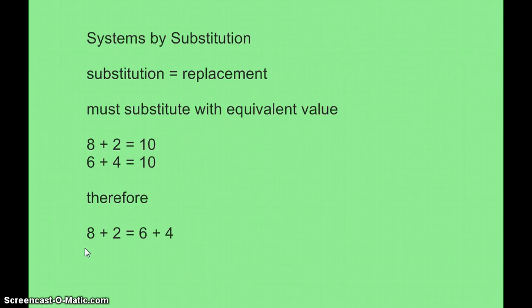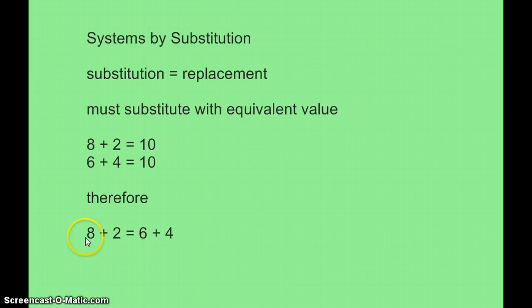First thing we got to realize is that the word substitution in math is the equivalent to the word replacement in the English language. You can substitute something or replace it with something it is equivalent to. In order to replace it, they must have the same value. So a very elementary example of that would be our little system we have here. 8 plus 2 equals 10, and 6 plus 4 equals 10. Therefore, 8 plus 2 must equal 6 plus 4.